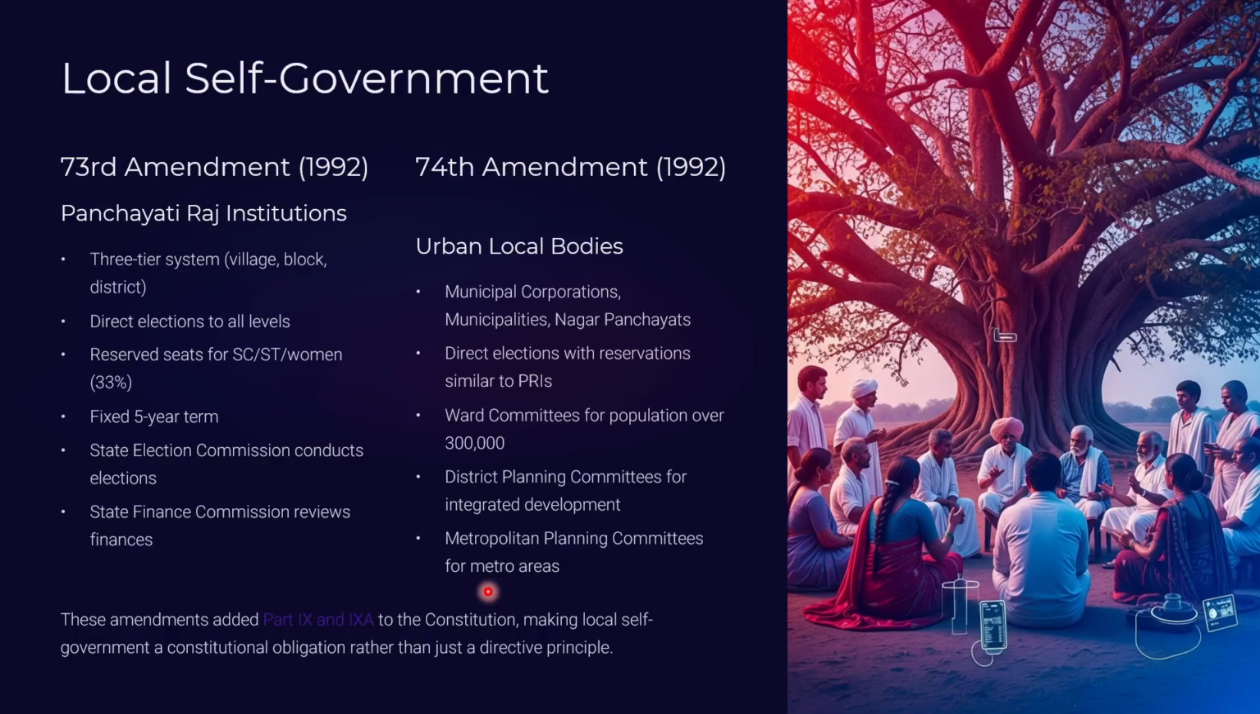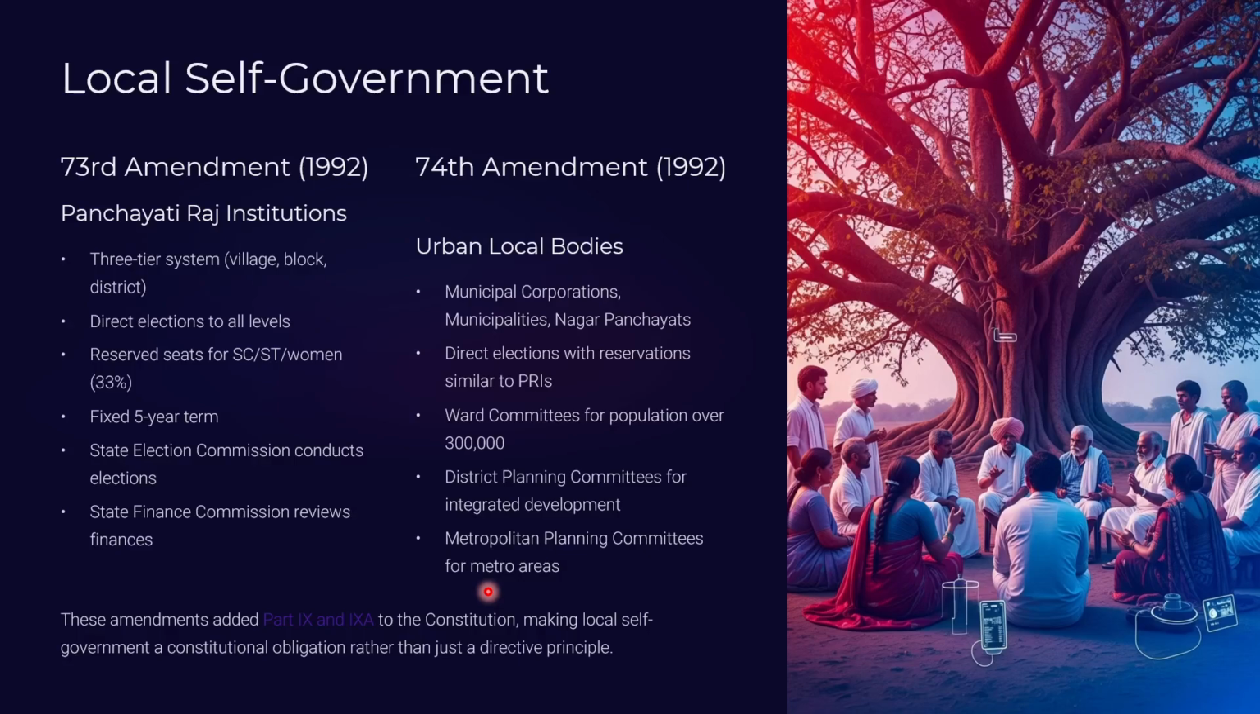It is a fixed term of 5 years. The elections are conducted by the State Election Commission, and the State Finance Commission reviews the finances. By the 74th Amendment 1992, urban local bodies: municipal corporations, municipalities, nagar panchayats. This is a direct election with reservation similar to the Panchayati Raj institutions, that is the PRIs.